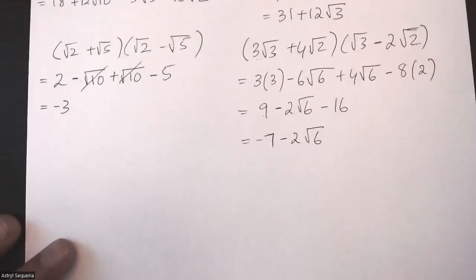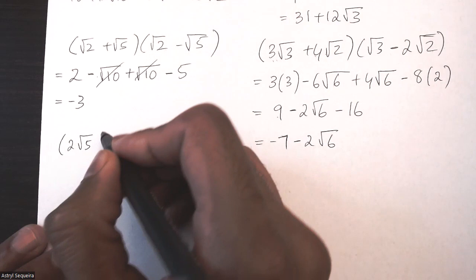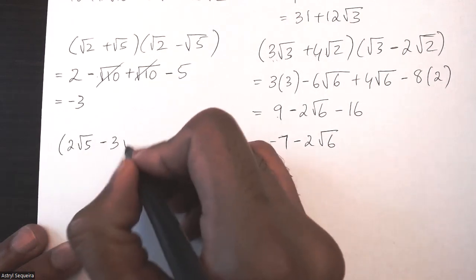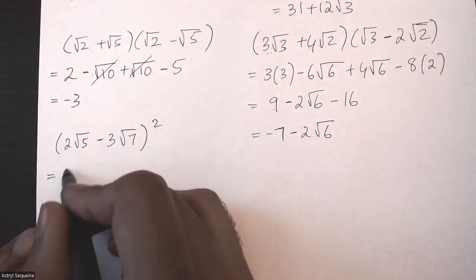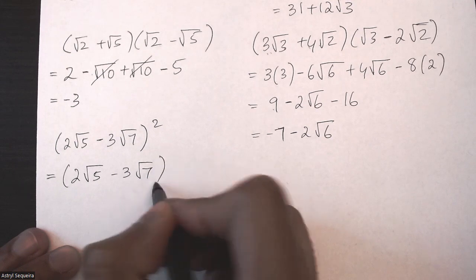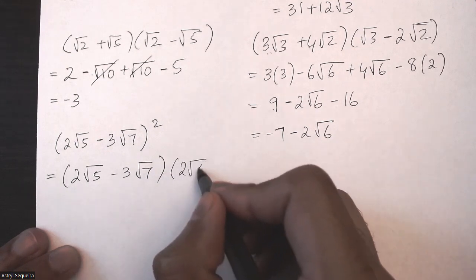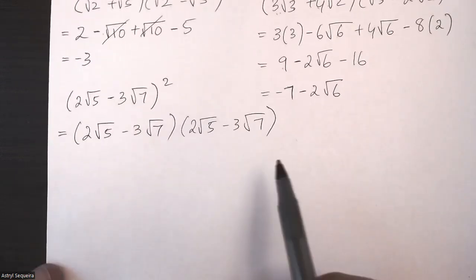2 more questions. Next one is 2 root 5 minus 3 root 7 squared. So remember, when I have a square, the first thing I want to do is just write out a bracket twice. And now I want to FOIL out these two brackets.